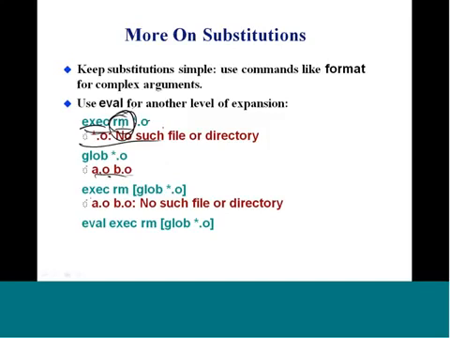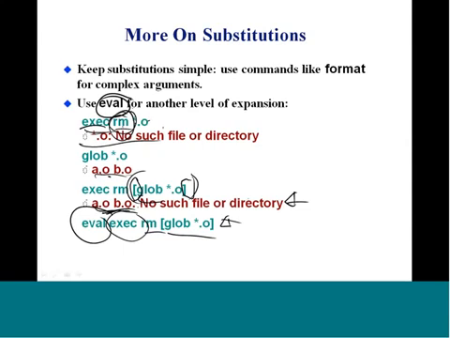Now if you say exec rm and then execute this command also using the command substitution square brackets, it comes up with the error no such file or directory, because it's treated as just one full word. So it tries to find a file name called a.o space b.o, and it comes up with no such file. So in order to delete these two files in this directory, we need to use this eval function. So when we say eval, then we say exec rm glob star.o. This works correctly, and essentially we can now remove these files. So eval is used as another level of expansion.